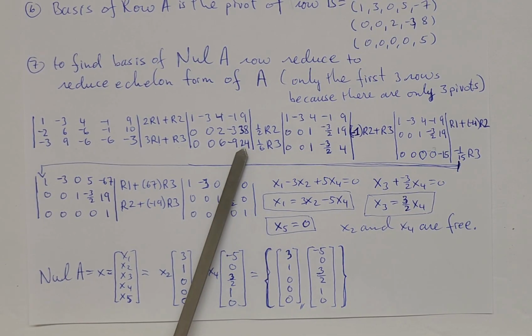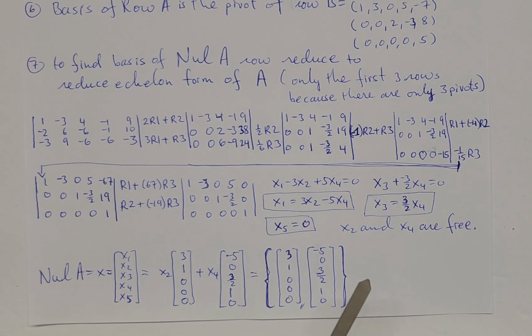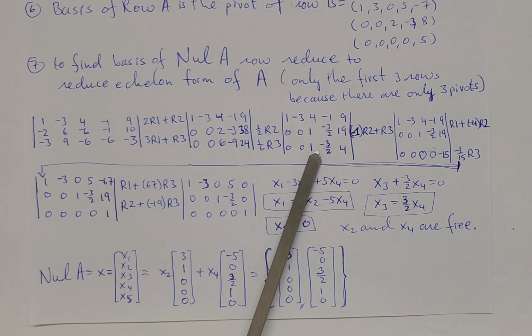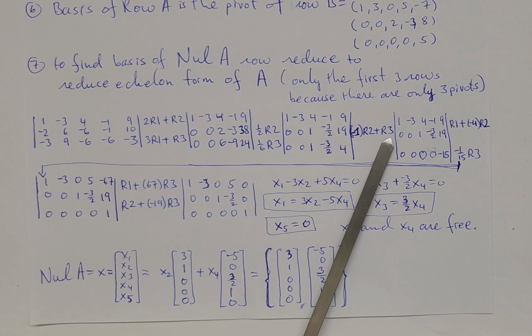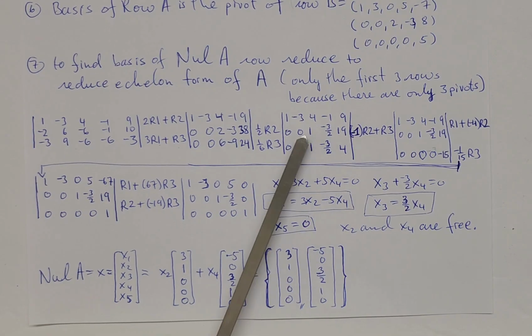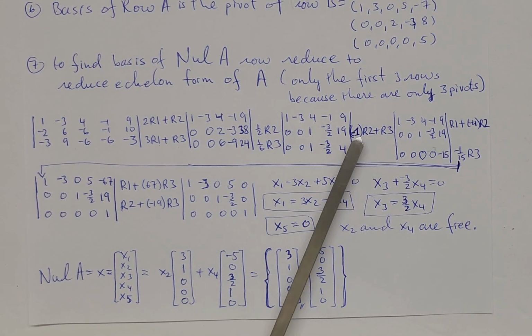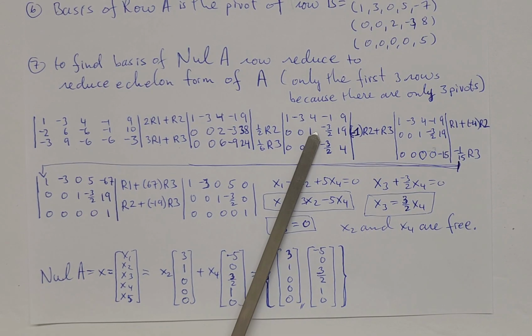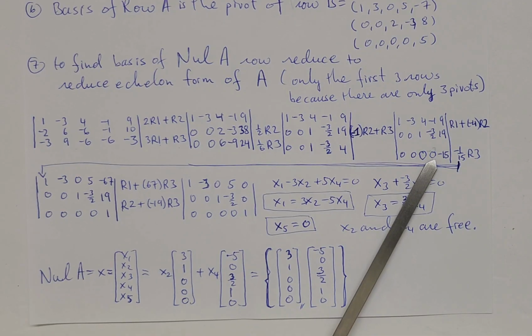1 over 6 times 24 will give me this 4. Okay. Now we need this to be a 0. So we multiply negative 1 to row 2, add to row 3. So negative 1 times 1 is negative 1 plus 1 gives me this 0. Negative 1 times negative 3 over 2 gives me positive 3 over 2. Subtract 3 over 2 gives me this 0.